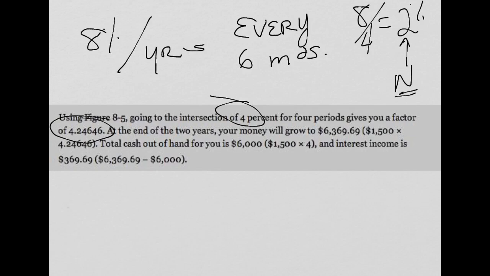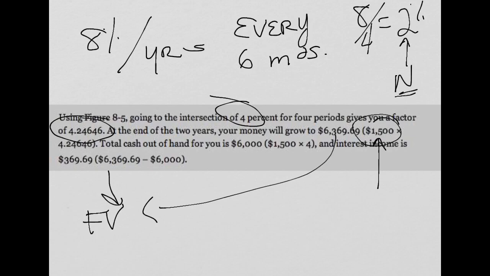All right, you take the factor and multiply it times the amount of the annuity payments being made, 1,500, and at the end of the period, your money will grow to $6,369. This is the future value. The total amount of principal being paid in, the P, so to speak, is $6,000. That's the simple principal being paid in, because it's simply 4 times 1,500.